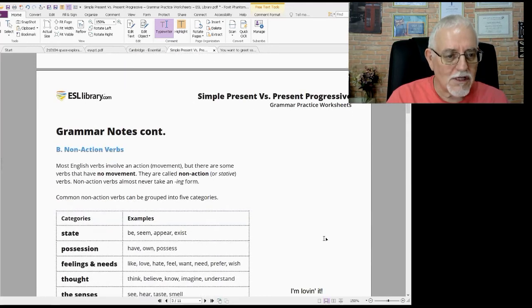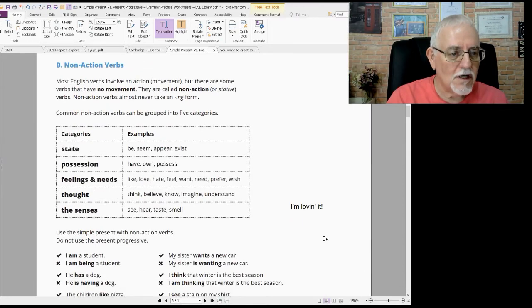And here we have what are known as non-action verbs, or stative verbs, depending on your preference for the pronunciation. Non-action verbs almost never take an ing form. There are some exceptions, I'll explain those in a moment. But what do we mean by non-action? They are verbs that are not an action. Most verbs are an action or a doing word. So walk is an action verb, but a non-action verb would be any of these categories: a state of being, a possession, feelings and needs, thought, and the senses.